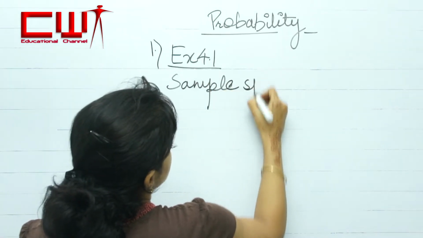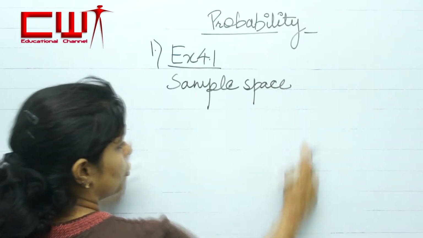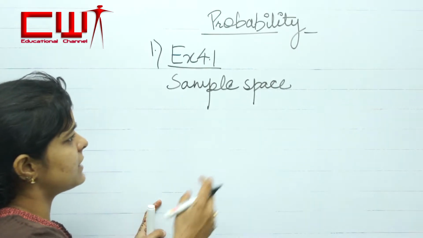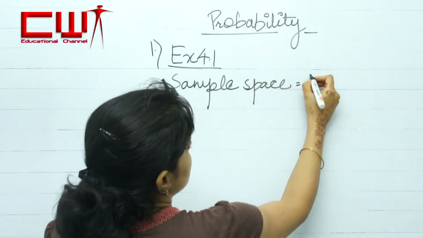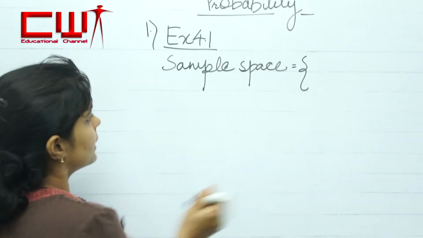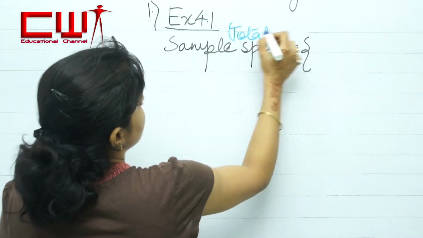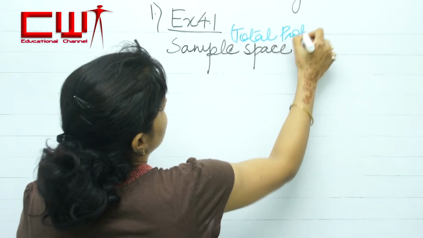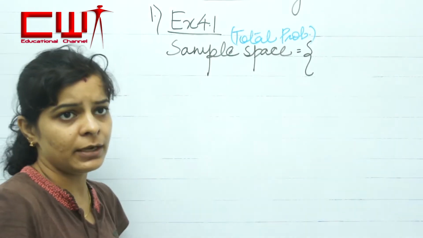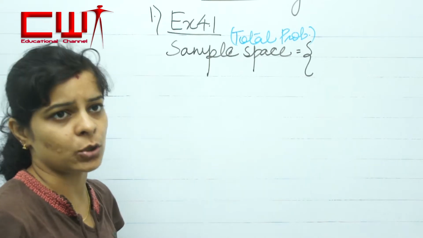sample space. Sample space means the whole universe, or all the possibilities together, meaning it could be anything out of this. Sample space is basically also known as the total probability, meaning anything out of this whole thing can come, right? So first we will see what the total probability is here when 3 coins are tossed.